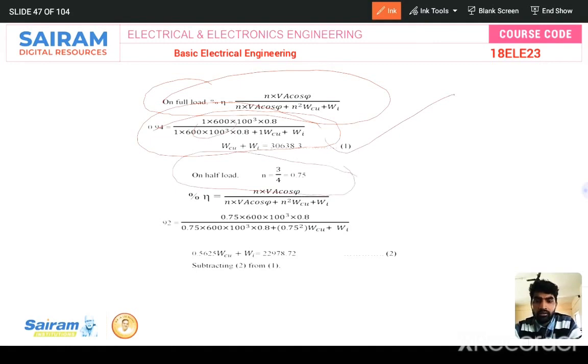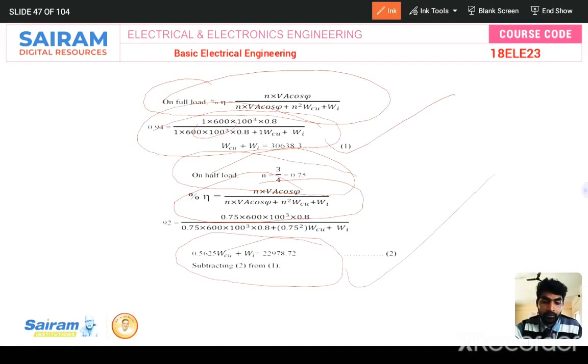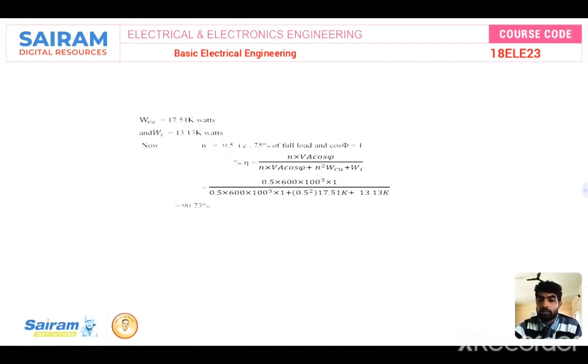And on 3/4 load, just substitute the values like this, you will get the equation 0.5625 WCU plus Wi. You will get two equations from both the loads, full load and 3/4 of load. We got these two equations. By solving equation number 1 and equation number 2, by using Cramer's rule or by direct simplification, equation 1 minus 2, you will get Wi and then WCU values. Iron loss and then copper loss we will get.